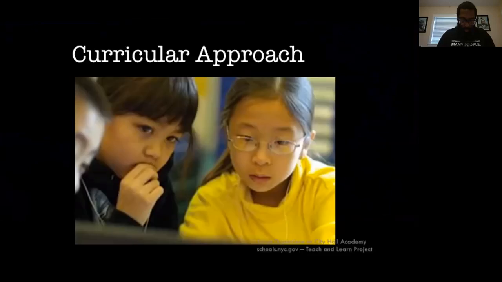Curricular approaches. In addition to neurodiversity, we have what's called universal design. That's a set of principles that helps educators design curriculum for the highest of learners as well as the lowest of learners. And the result is that it's good for all the learners in between as well.